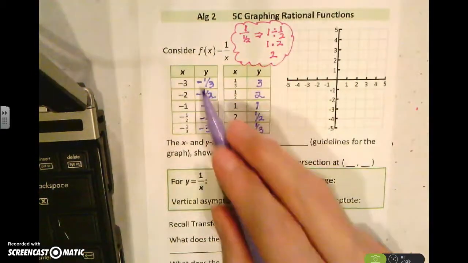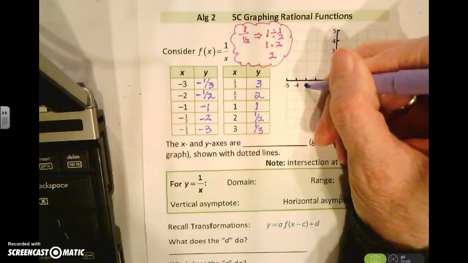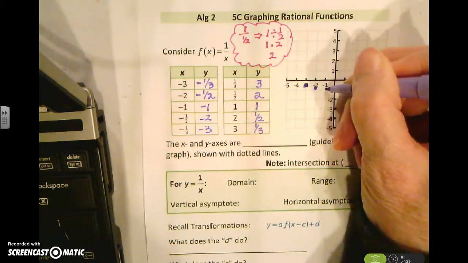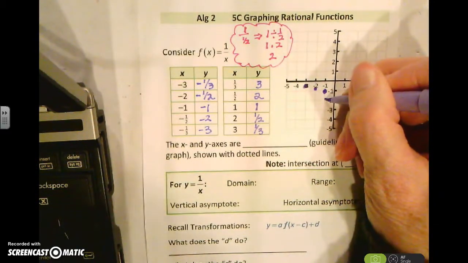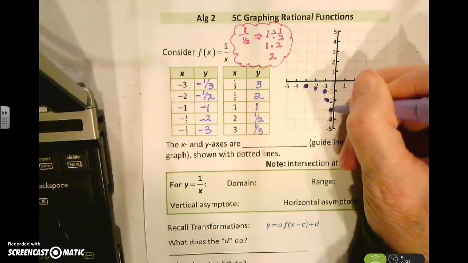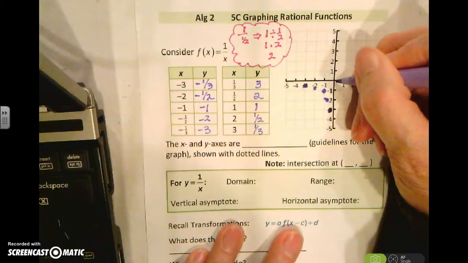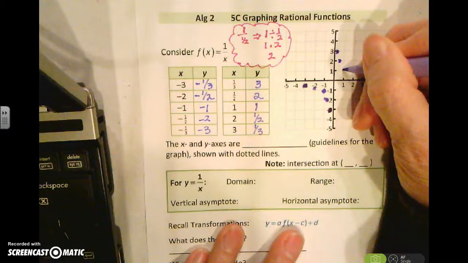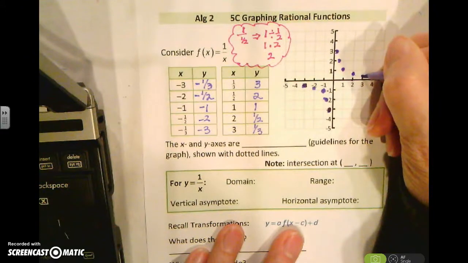Now what we want to do is graph these points. We have the point -3, -1/3, so we're just going to have to kind of guess it right there. Then we have -2, -1/2, -1, -1, -1/2, -2, which is here, and -1/3 and -3 right here. Then going to the other side, we have 1/3, 3, we have 1/2, 2, we have 1, 1, and then we have 2, 1/2, and 3, 1/3.